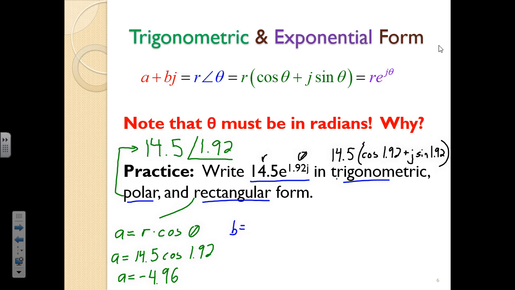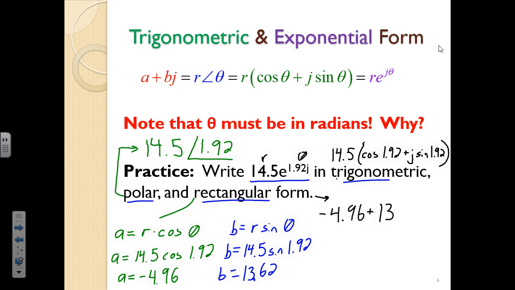Our b value, of course, is equal to r times the sine of our angle. Our imaginary component b is 14.5 times the sine of 1.92 radians, and therefore b is about 13.62. Got that decimal point there. And since we know the real and imaginary components, we can say that that number is negative 4.96 plus 13.62j.